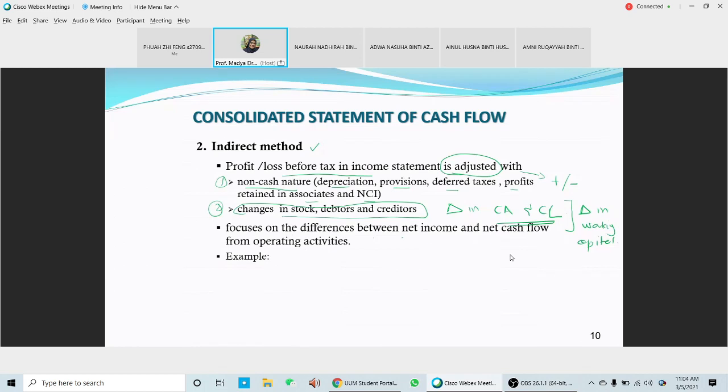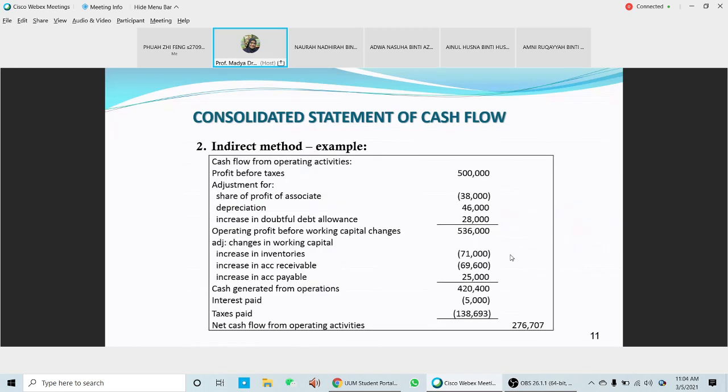Okay, and then we're going to look at an example of the indirect method. We start with profit before tax, then make adjustments. For the share of profit in associate, we need to minus it, because there is a profit from associates that is intra-company. Depreciation, we need to plus, because there is no cash involved. We need to plus it back because we deducted it as one of your expenses, so we add back depreciation.